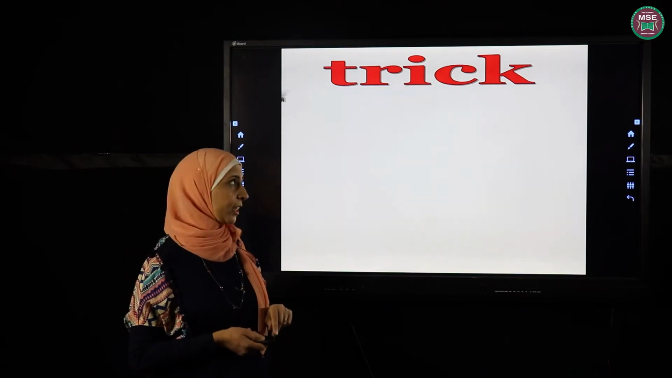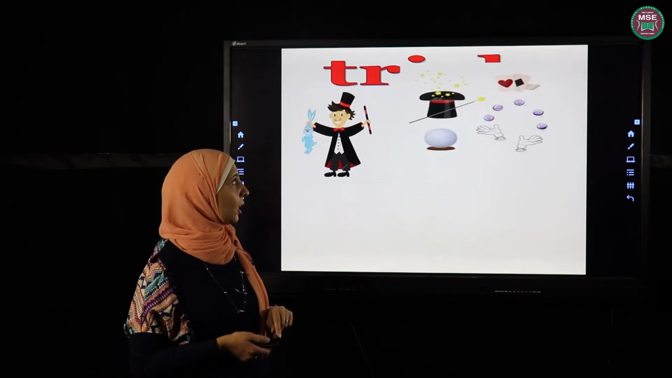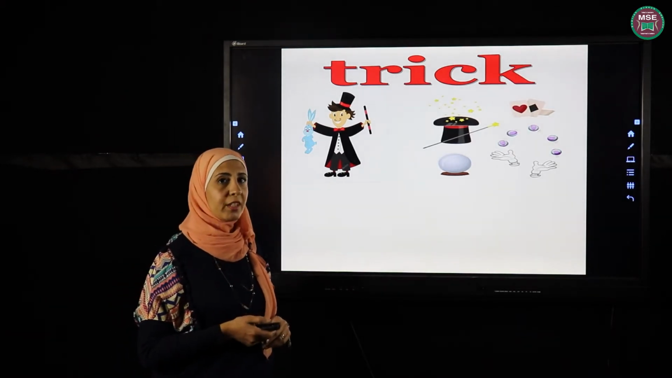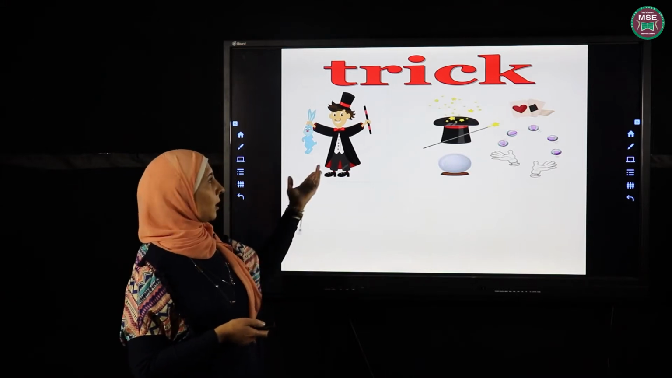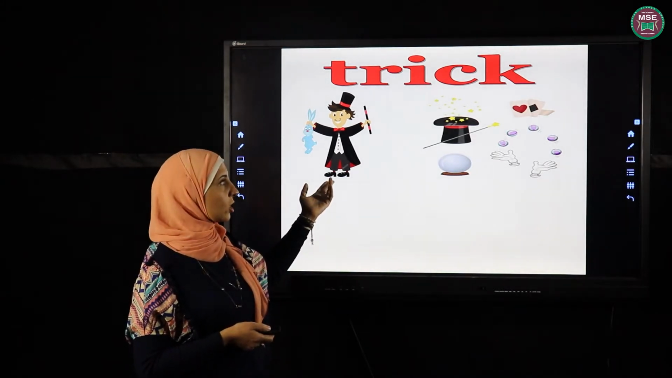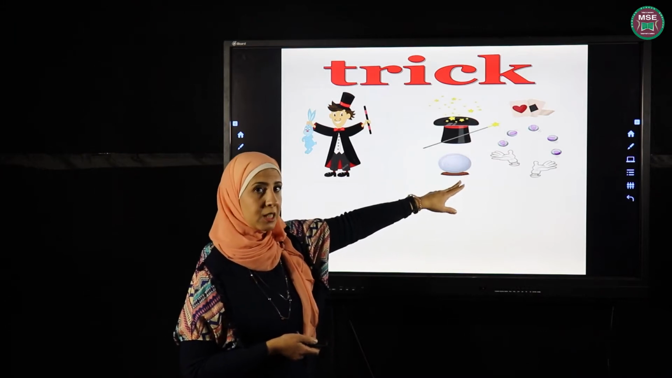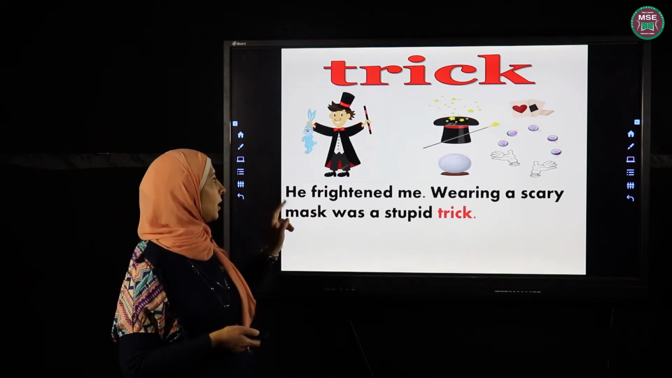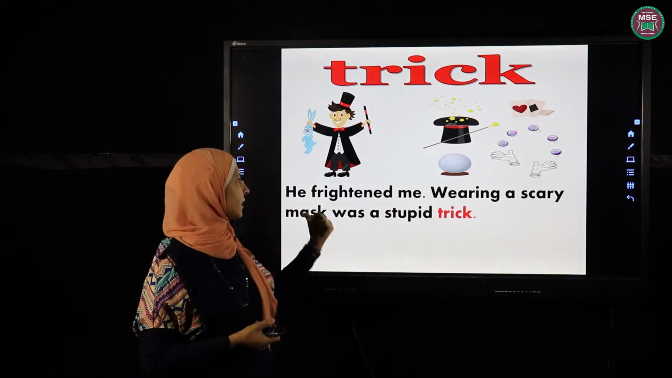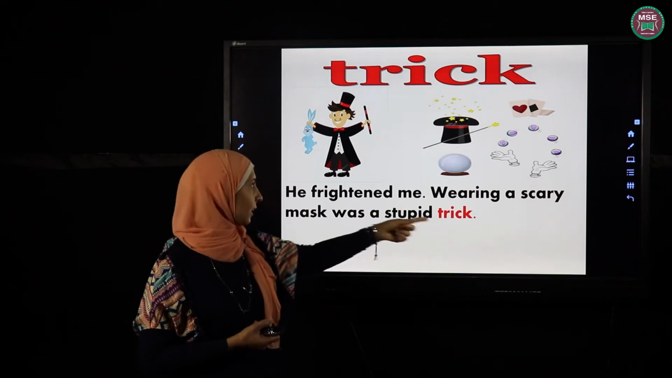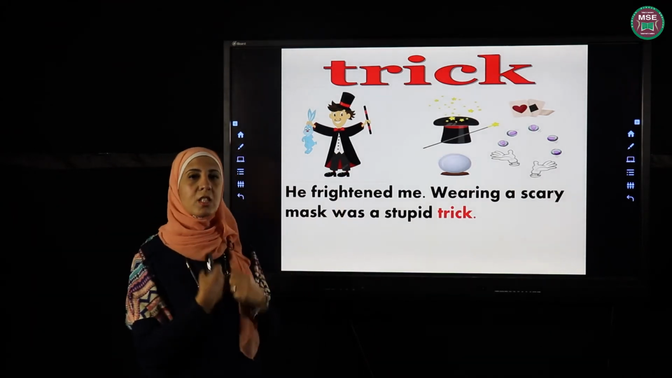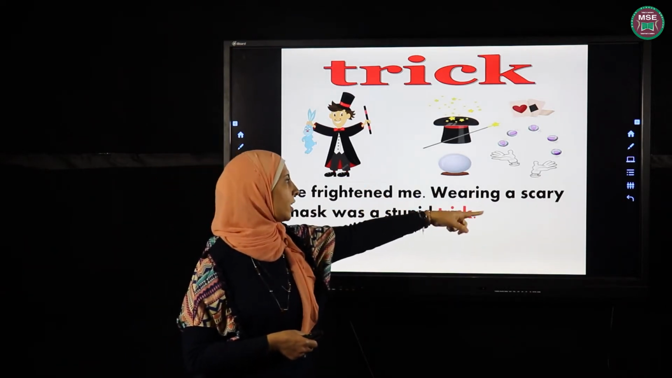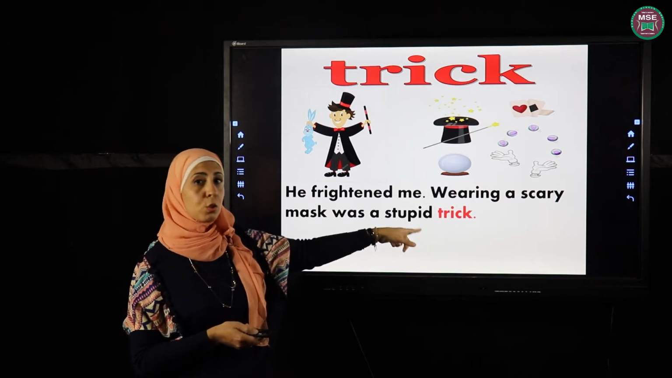Trick. Okay, what is a trick? A trick is like a game or something that is not real. Here we can see a picture of a magician, and here are some of his tricks, the games which he can play. Let's read the example together. He frightened me. Wearing a scary mask was a stupid trick. Frightened means to feel scared of something. I feel very scared when he wears a scary mask. It was a stupid trick.